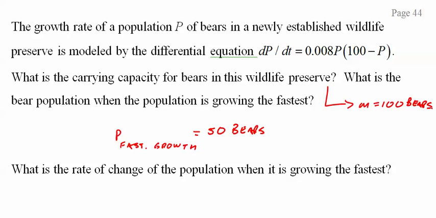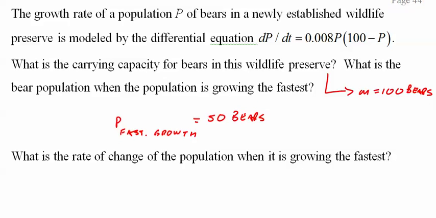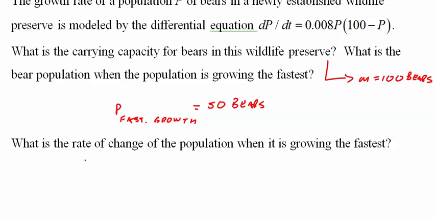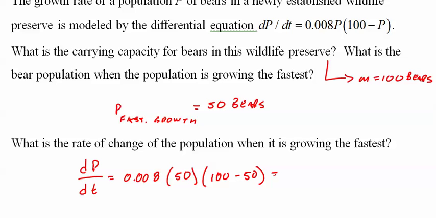Now, the question is, what's the rate of change when it's growing the fastest? Like I said, you just plug it in. So dP/dt equals 0.008, population at that point is 50, times 100 minus 50. And since this gives an instantaneous rate, it's a little goofy, but you get the idea. It's increasing at 20 bears per year.